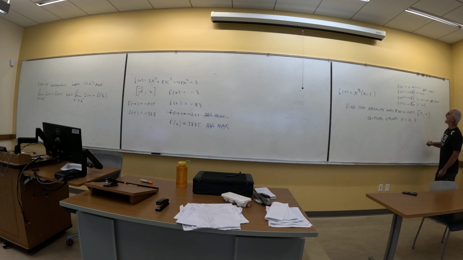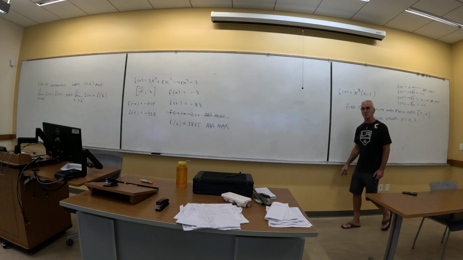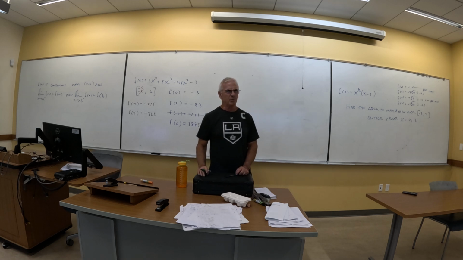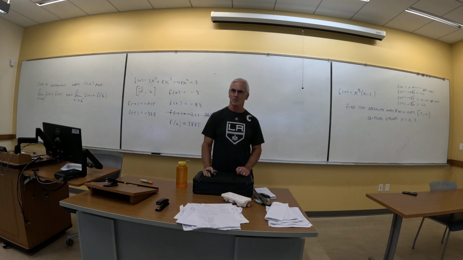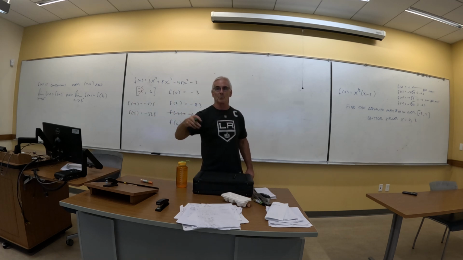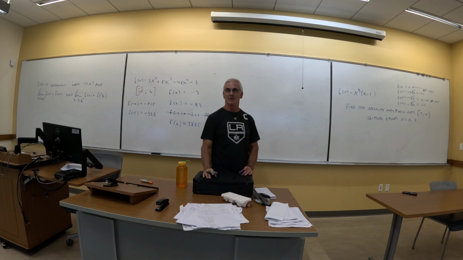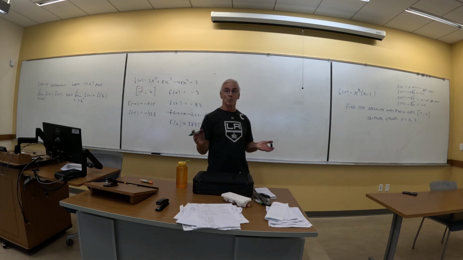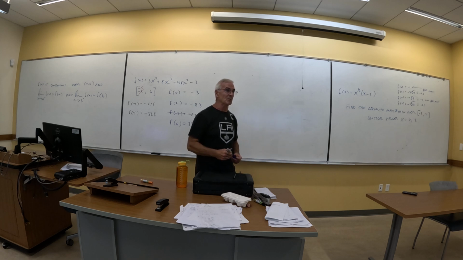So my absolute max came at a critical value. My absolute min in this case came at an endpoint of the interval. Okay, that's probably the most common scenario, is that an endpoint will produce one of the answers, a critical value will produce the other. That's actually really common. They can both come from endpoints, they can both come from critical values. There's no rule. One of each is probably the most common.